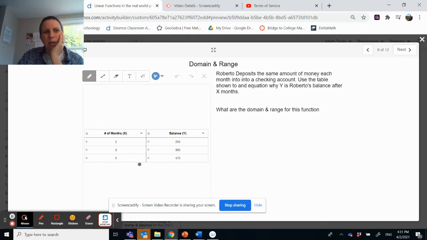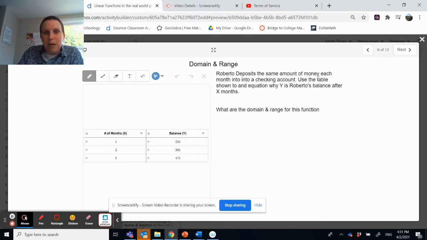So I'm going to come back over here to domain and range, and I'm going to think about this problem. So Roberto deposited, oh, I think I was calling Roberto a she. Well, Roberto can use she, her pronouns if she likes. So we'll keep going with that.